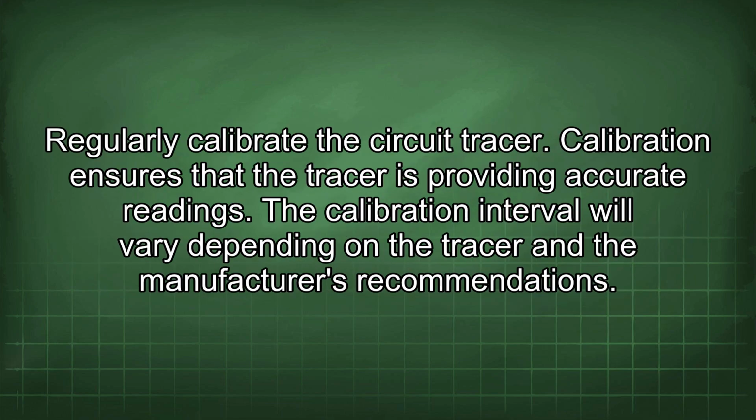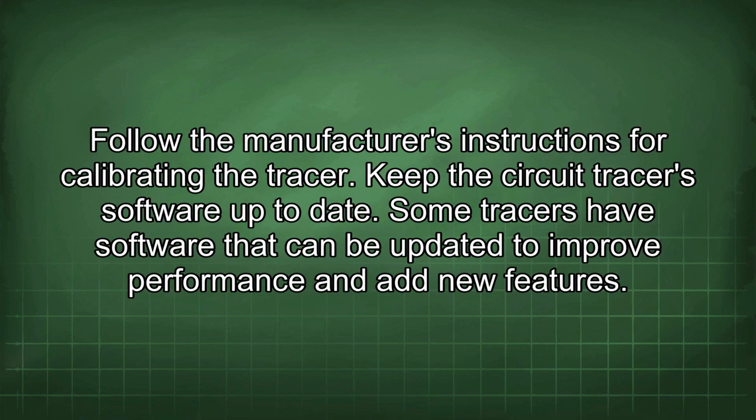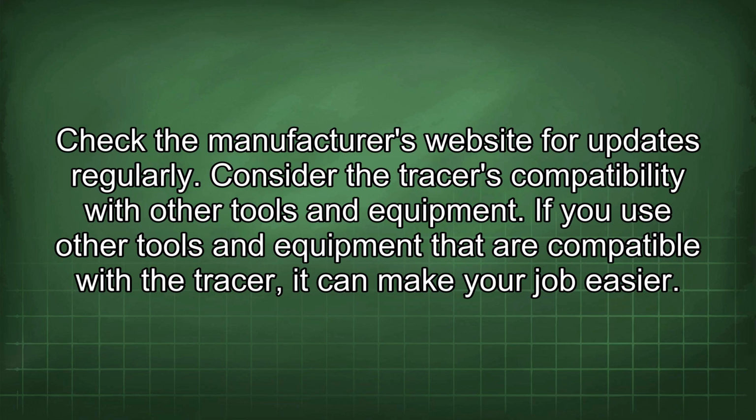Regularly calibrate the circuit tracer. Calibration ensures that the tracer is providing accurate readings. The calibration interval will vary depending on the tracer and the manufacturer's recommendations. Follow the manufacturer's instructions for calibrating the tracer. Keep the circuit tracer's software up to date. Some tracers have software that can be updated to improve performance and add new features. Check the manufacturer's website for updates regularly.